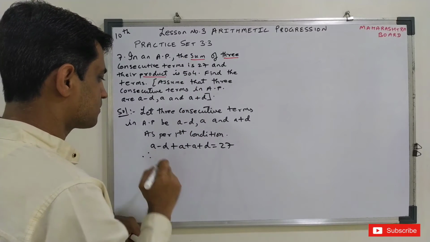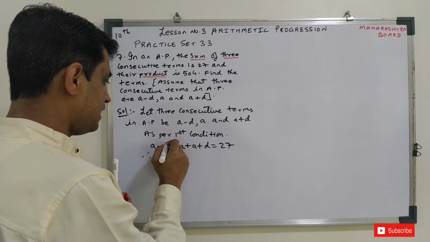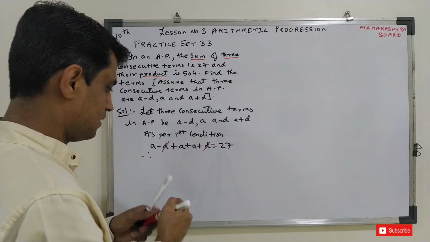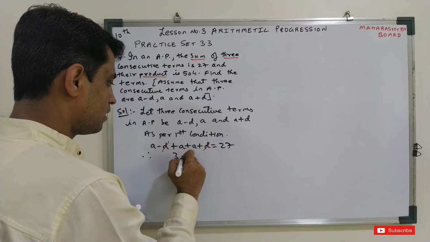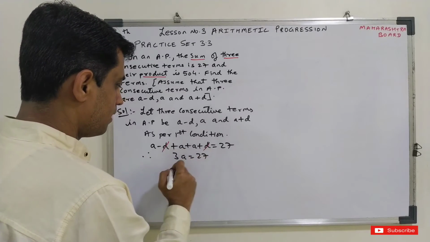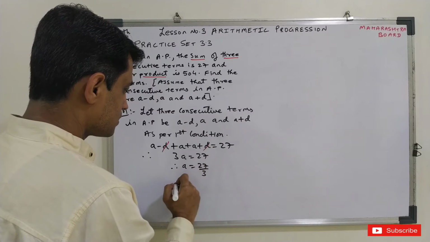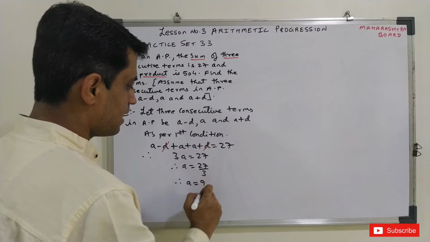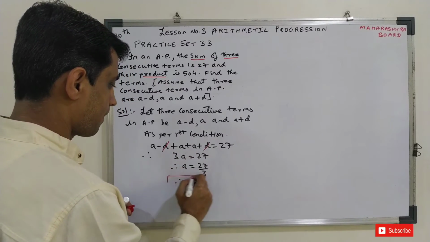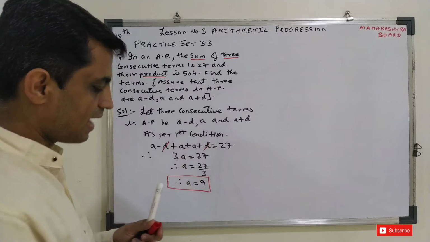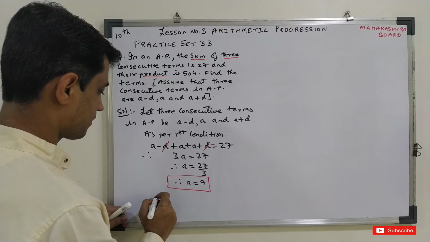Let us solve this. Here minus D and plus D will get cancelled. So what we will get? A plus A plus A is how much? 3A. So divide by 3. So we got A is equal to 9. So this A is very useful to us. So we highlighted it.